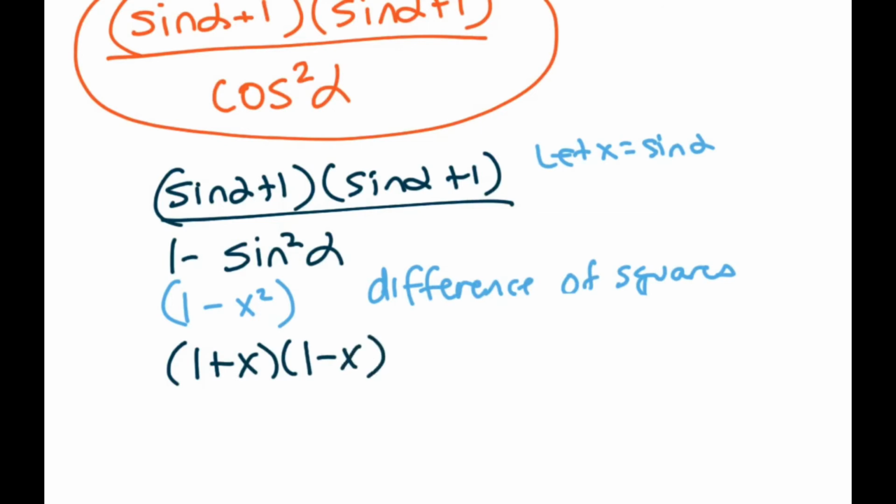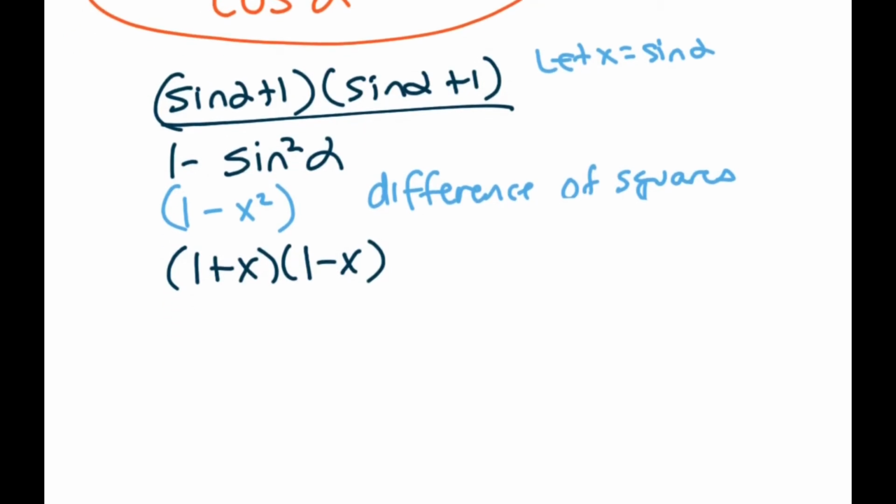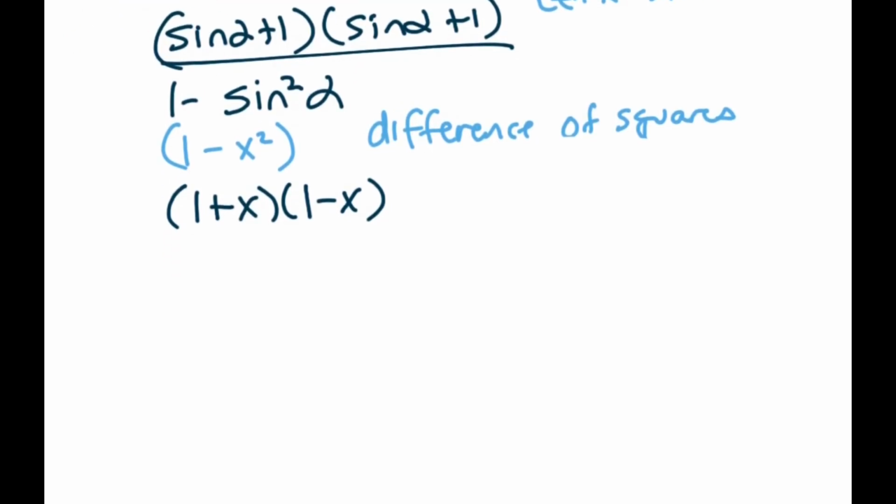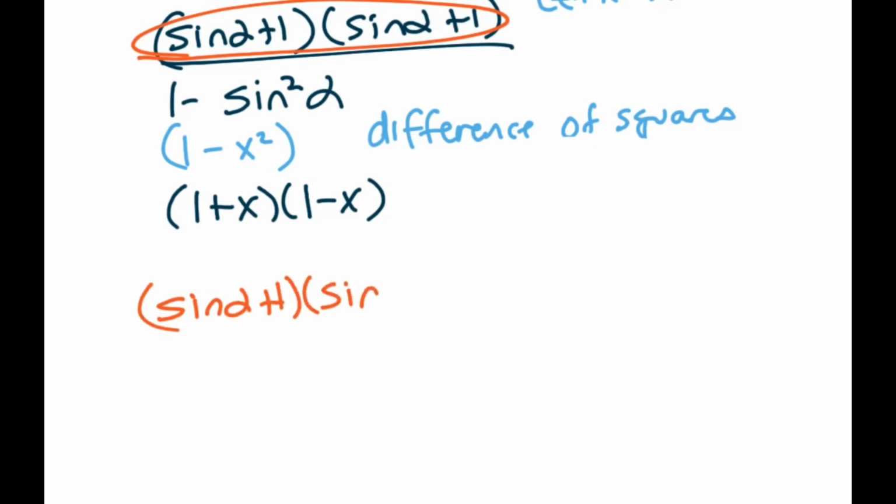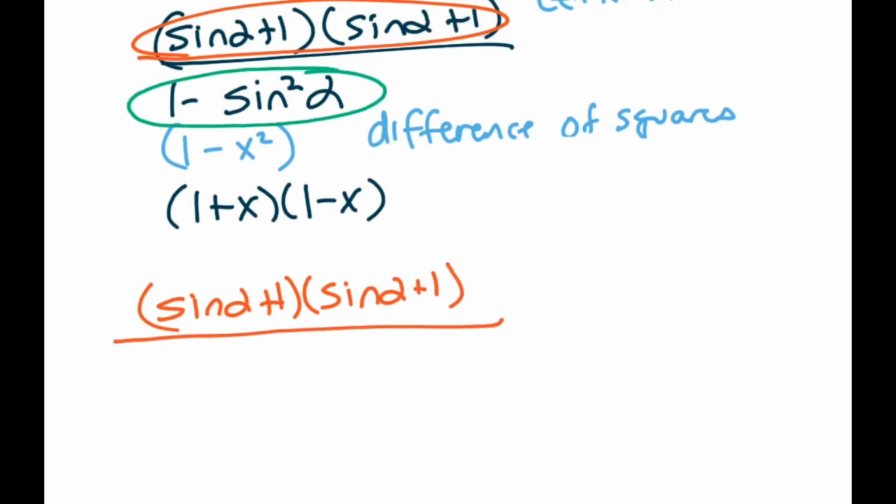Now go back and put back your sine. Let me rewrite the whole thing. I'm going to take the numerator and write that again. We don't want to lose track of where we are. Okay, my denominator, I factored it, and now I'm going to replace back the x part. So it's going to be 1 plus sine alpha instead of the x now, and 1 minus sine alpha.